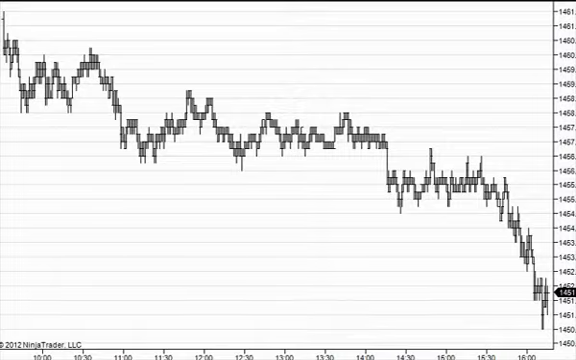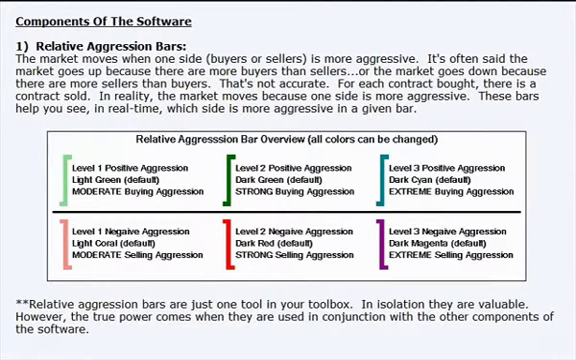To give you a little bit of background, these relative aggression bars are telling you which side, at any given moment on any given time frame within the bar, is more aggressive or is in control of that bar, so to speak. The majority of the bars are going to be black, or whatever you set them to be. Then we have three levels of both positive aggression bars and negative aggression bars. These are called level 1, level 2, and level 3.